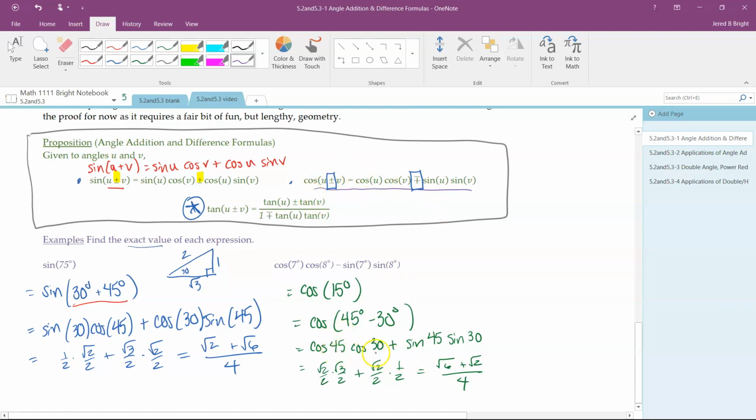And you get cosine of 45 cosine of 30 plus sine of 45 sine of 30, and lo and behold, you get the exact same answer as the first one. So that's kind of fun. But the moral of the story here is to remember to just use identities, have them on a little note card or cheat sheet, something like that, and then use them appropriately.